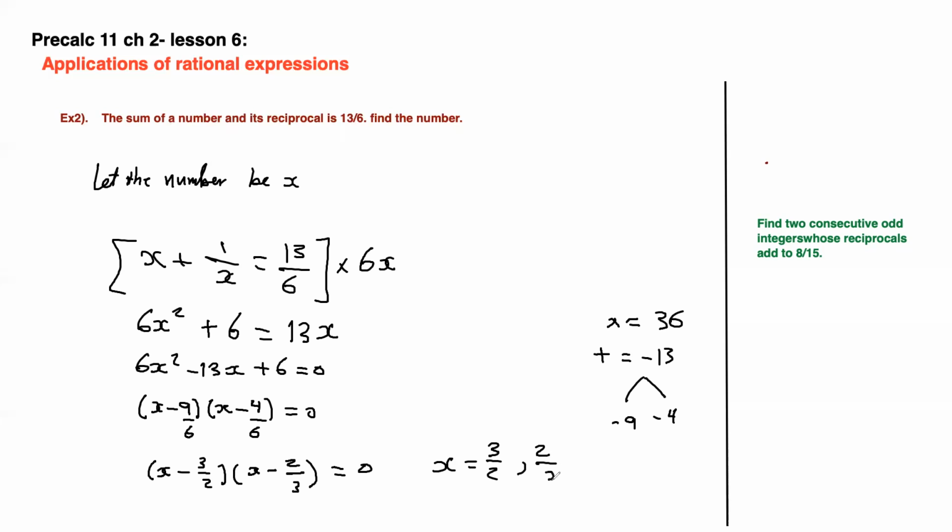These are the two numbers that when you add the number and its reciprocal, it will give you 13 over 6. You could always go back and check in here, but I'll let you do that on your own. Next example, this is finished.